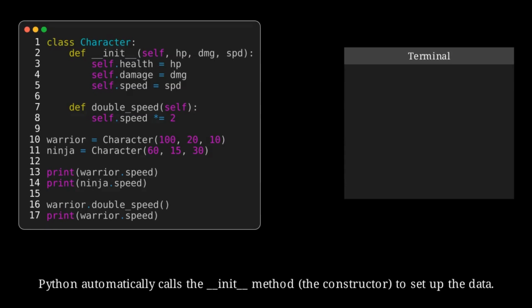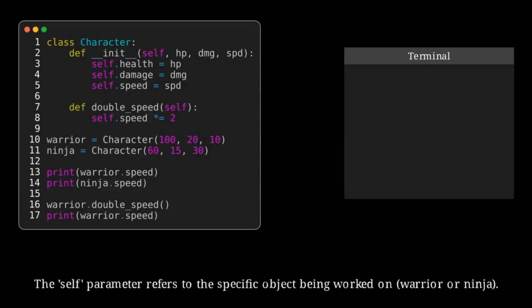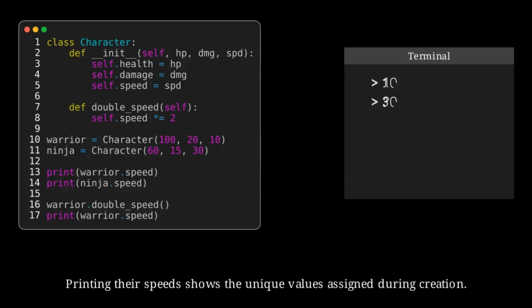Python automatically calls the init method, the constructor, to set up the data. The self parameter refers to the specific object being worked on, warrior or ninja. Printing their speeds shows the unique values assigned during creation.